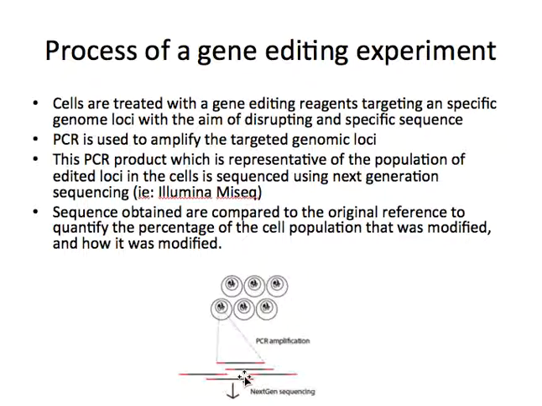The sequence obtained, basically the Illumina sequencer provides a very large amount of sequences which represent the different sequences present in the edited loci of the cells. And what we do then is to compare the sequences to the reference loci to analyze what was the efficiency of our editing and how we changed these cells.